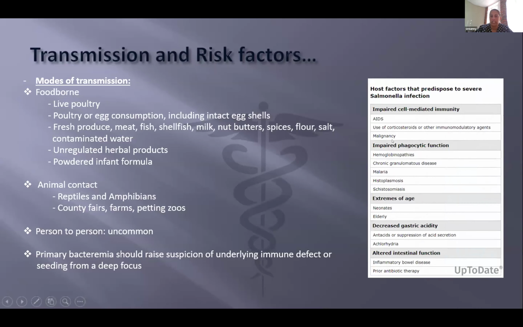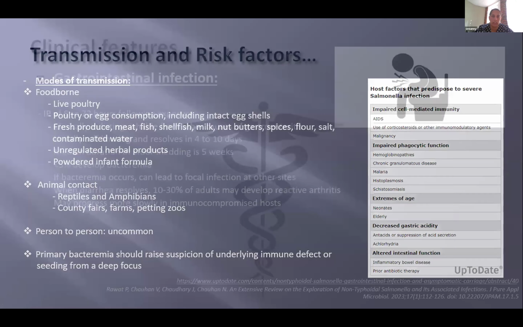And this is from UpToDate, and it's a nice table just illustrating the factors that predispose to severe Salmonella infection. So if you have impaired cell-mediated immunity from any cause, HIV, corticosteroids, malignancy, if you have impaired phagocytic function, hemoglobinopathies, especially sickle cell, malaria, extremes of age, decreased gastric acidity, like I'd mentioned, gastric acid becomes your first line of defense against Salmonella, and then altered intestinal function in the setting of IBD or prior antibiotic therapy may also predispose to severe infection.